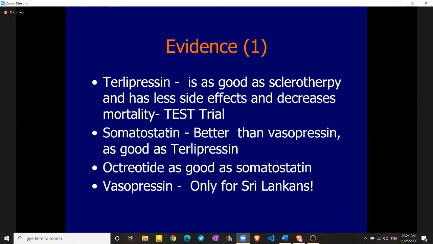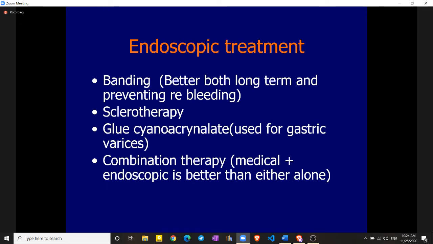Next one. So now that is the medical treatment. Next, we have to go on to the endoscopic treatment, right? Endoscopic treatment is banding, right? No sclerotherapy, forget about it, right? So glue injection. Now remember, when you come to the final year, you can see all this in our endoscopy room, right? Cyanoacrylate glue injection is used for gastric varices only, not for esophageal varices, right?